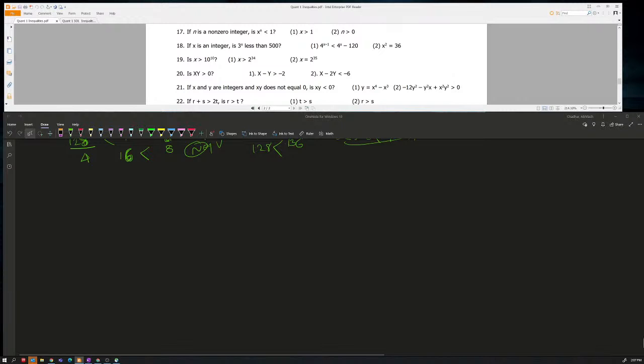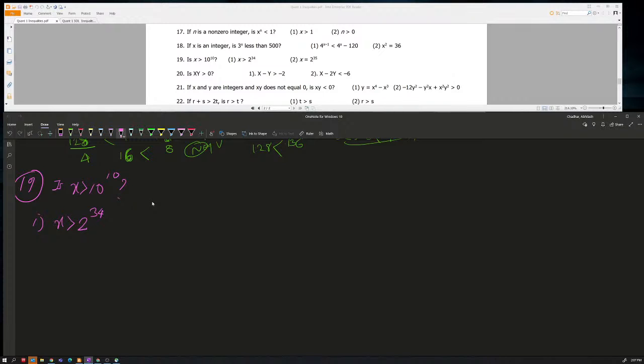Okay, let's go for question number 19. Question 19 is x greater than 10 power 10? Okay, fairly easy, looks like. So first one says x is greater than 2 power 34. So 2 power 34 is a very big number, right?